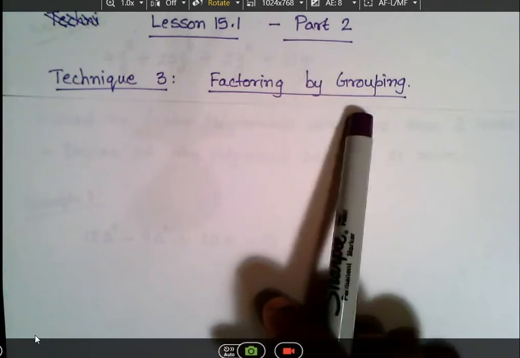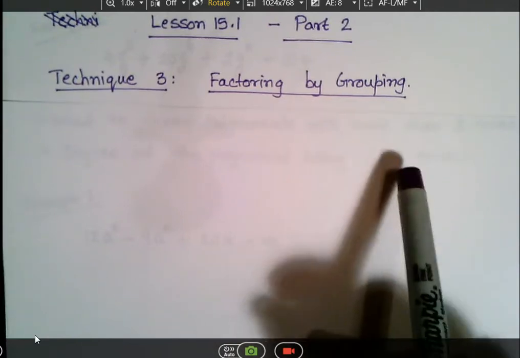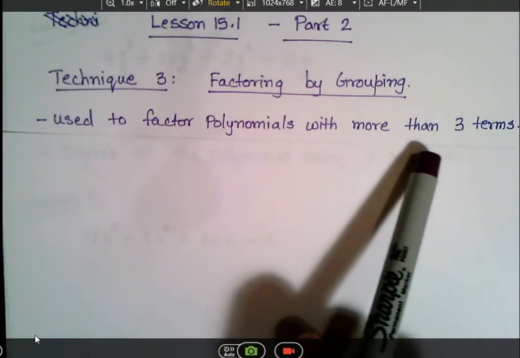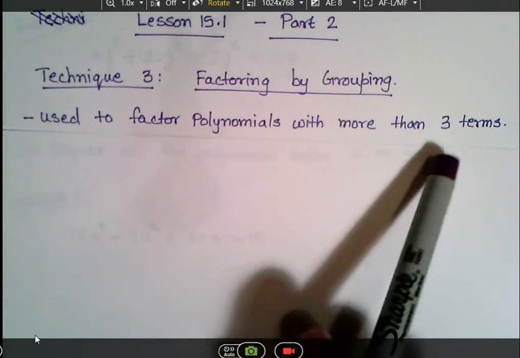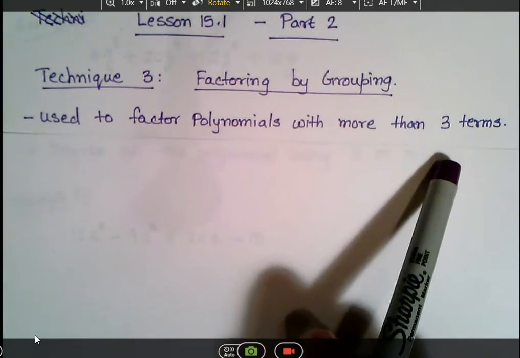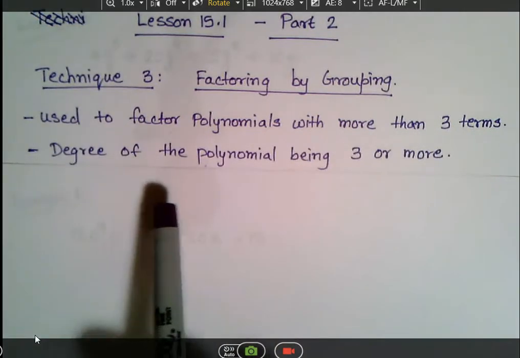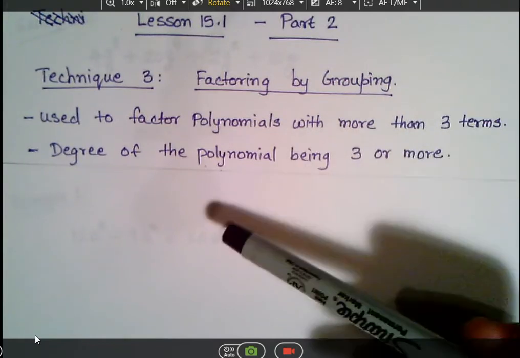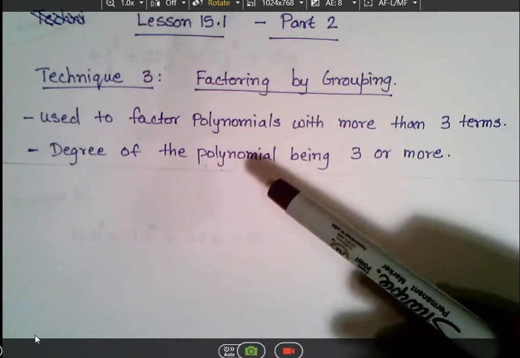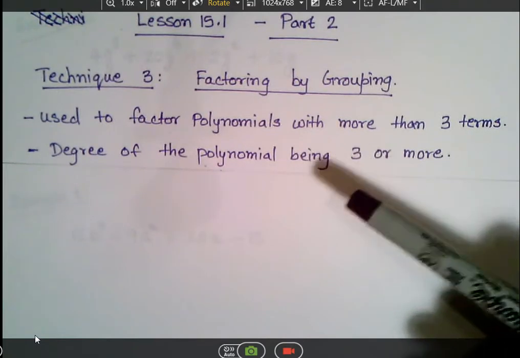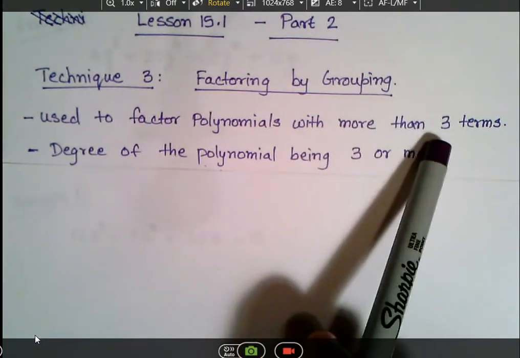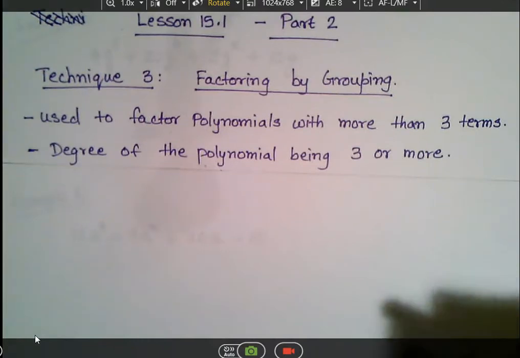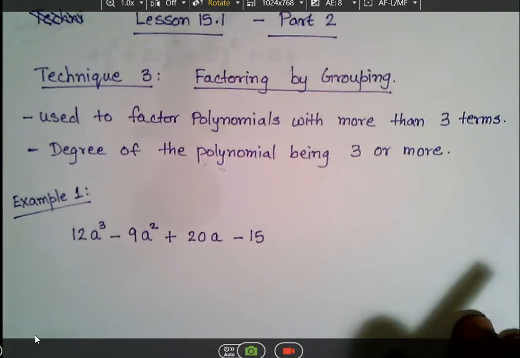So factoring by grouping, when do I use this technique? I'm going to be using this when I factor polynomials that have more than 3 terms, and the degree of the polynomial being 3 or more, or even less. It doesn't matter, but whenever it is 3 terms or more, I'm going to be using this technique. So let's take a look at our example 1.